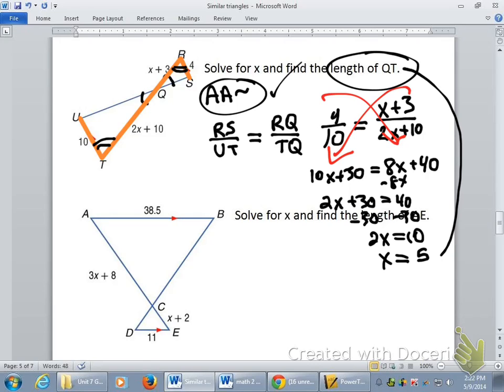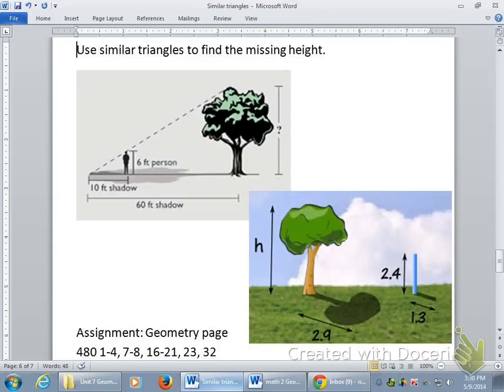All right. So I did find x. I used my algebra to find x, but that's not what they asked me. They want to know the length of QT, so I look back here. QT is 2x plus 10. So it's going to be 2 times 5 plus 10. It's 20. So my answer is 20. Okay? That's how you're going to use proportions.